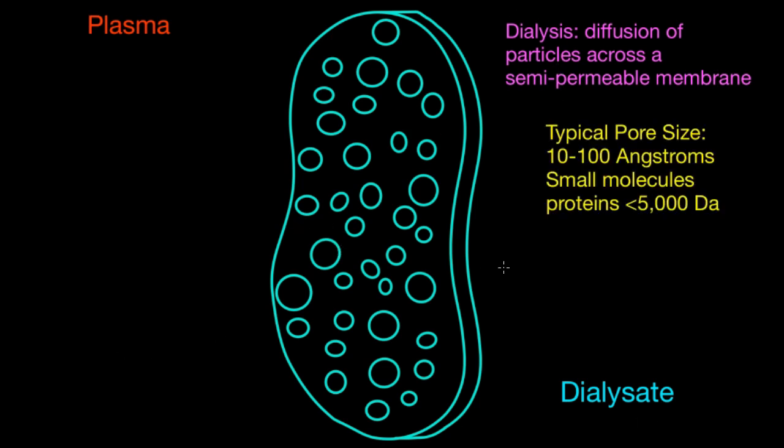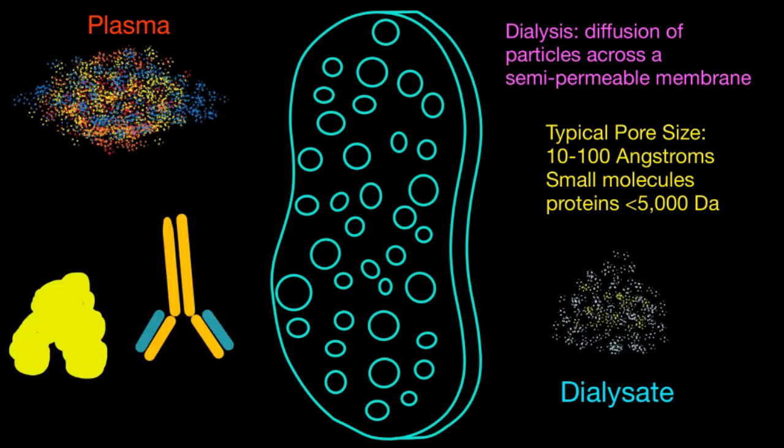So what moves back and forth across the membrane is highly dependent on the pore size. And so a typical pore size for a dialysis membrane is maybe 10 to 100 angstroms wide in diameter. So this permits small molecules, ions, and maybe very small proteins. Typical sizes would be anything less than about 5,000 Daltons in molecular weight would be able to pass through these pores. And different dialysis membranes can have varying degrees of pore size, so keep that in mind.